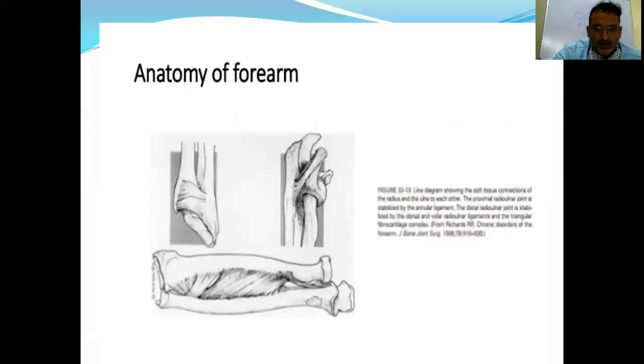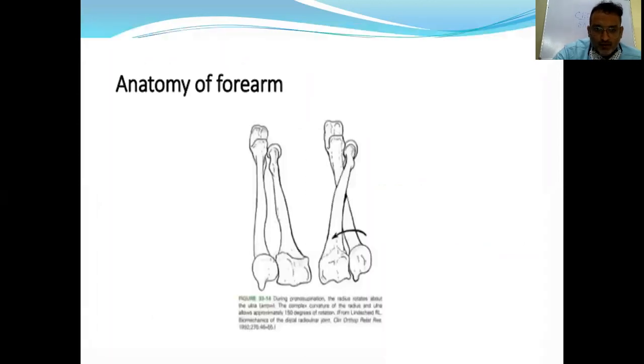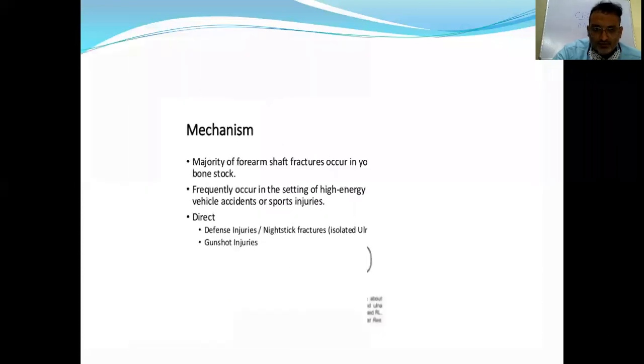So this is a slide about the distal radioulnar joint, the proximal radioulnar joint, and the interosseous membrane connecting both bones. What are the movements of the forearm? The forearm has the distal radioulnar joint, proximal radioulnar joint, and elbow joint. So the forearm can be mobilized in elbow flexion, elbow extension, supination, pronation, and at the wrist flexion, dorsiflexion, ulnar deviation, and radial deviation.